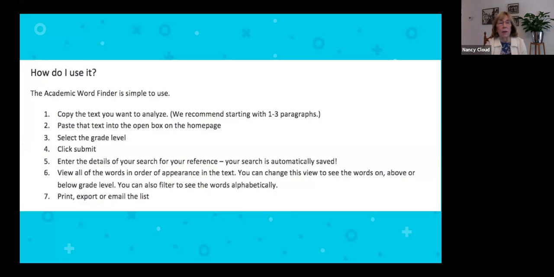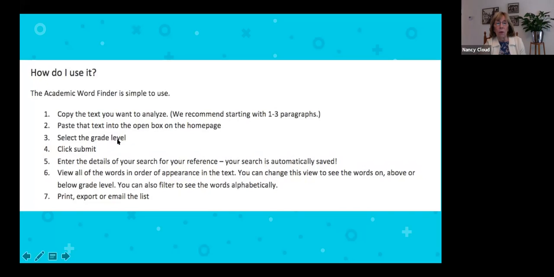The way you use the academic word finder is you don't search word by word. You copy and paste maybe 1 to 3 paragraphs of text, and then another 1 to 3 paragraphs of text, and so forth. And then it will identify the words for you.